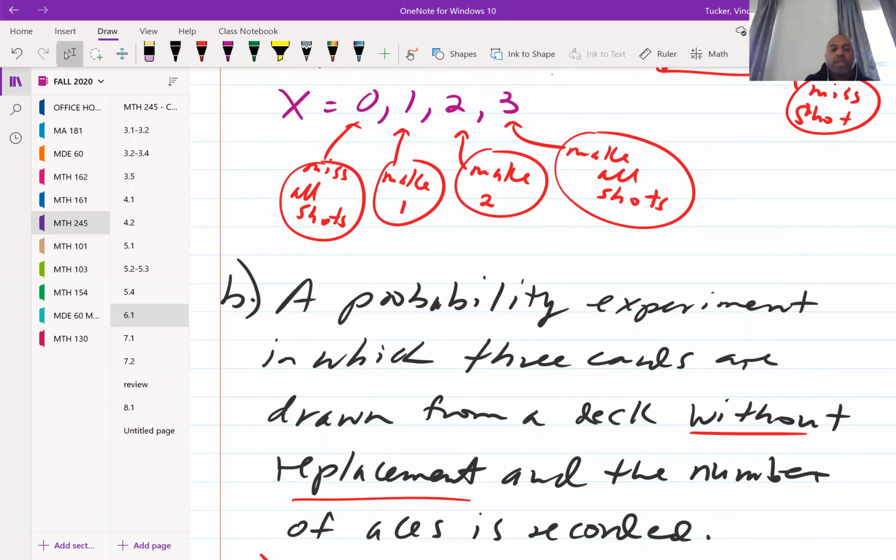Next one, probability experiment in which 3 cards are drawn from a deck without replacement and the number of aces is recorded. Key phrase here is without replacement. That means you do not put the card back. Once you pull the card out, you do not put the card back.